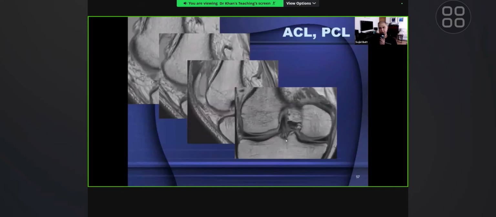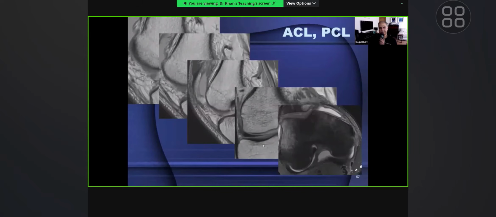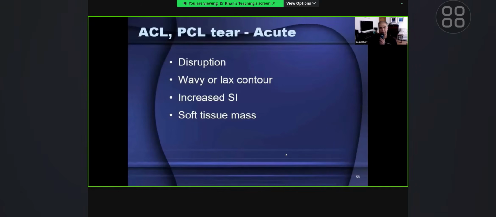In the coronal imaging, we can see the lateral side occupied by the ACL in the intercondylar notch, and the medial side occupied by the more globular, cylindrical posterior cruciate ligament. In the axial imaging again, we can see the anterior cruciate ligament towards the lateral side, and the posterior cruciate ligament is more towards the medial femoral condylar side. I would encourage you all to look for these ligaments in all three planes.